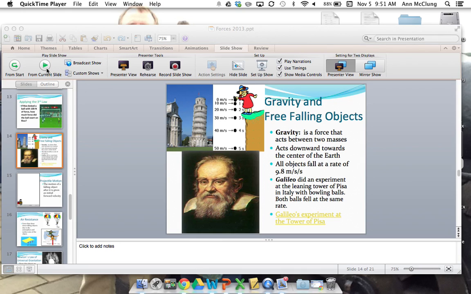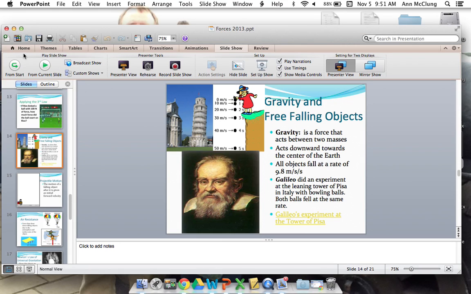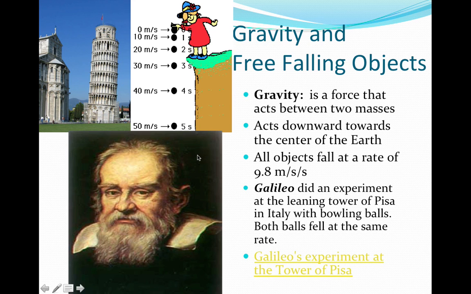Okay, so today we're going to talk about gravity and free-falling objects. So let me back it up right here. Gravity is a force that acts between two particular objects, between two masses. For us, it's an object that's suspended in space and the Earth. In fact, the larger the object, the greater the gravitational pull.